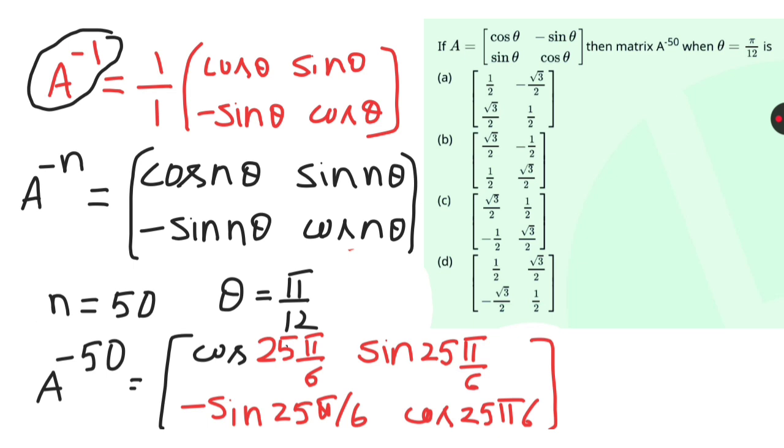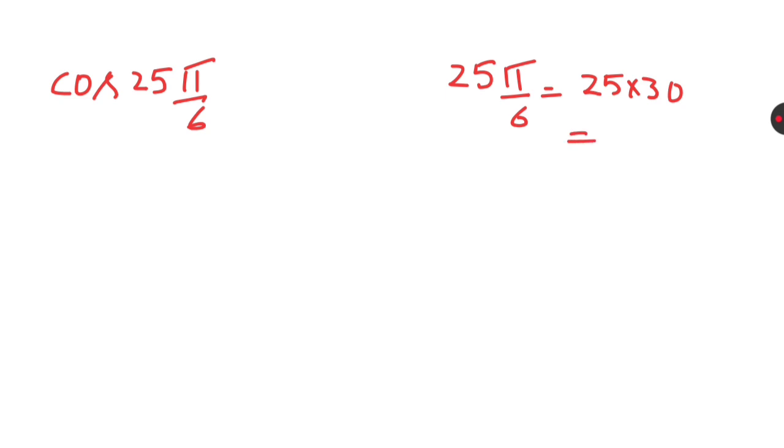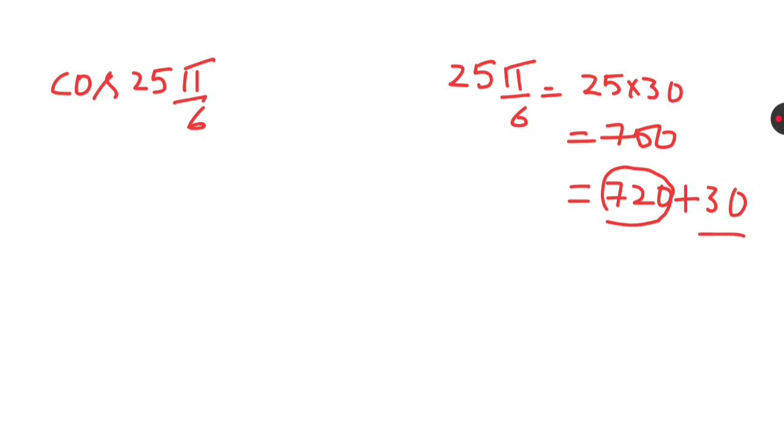So we only need to find the cos 25 pi over 6 and sin 25 pi over 6 values, then you can easily choose your answer. What is cos 25 pi over 6? 25 pi over 6 is nothing but 25 times 30, which is 750. 750 we can write as 720 plus 30. That means 720 is 2 full rotations plus 30, so it is in the first quadrant. It won't change any sign. So cos 25 pi over 6 is nothing but cos pi over 6, that means cos 30. Cos 30, the value is root 3 by 2.